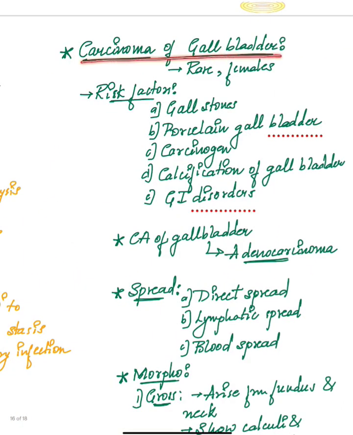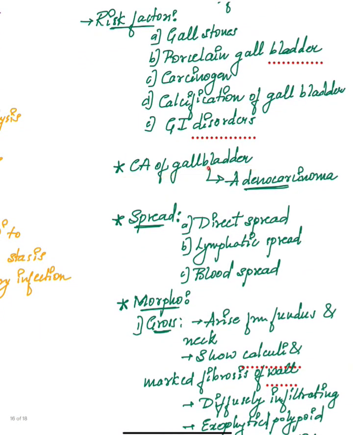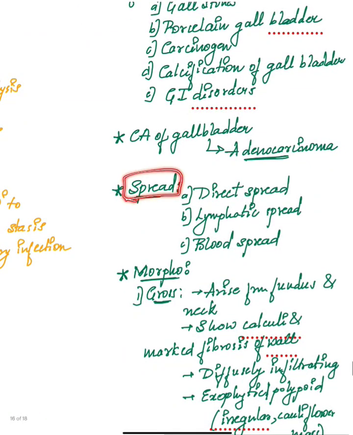Last topic is carcinoma of the gallbladder. It is rare and it is mostly seen in females. The risk factors of this carcinoma are gallstones, porcelain gallbladder, carcinogens, calcification of the gallbladder, GI disorders. In carcinoma of the gallbladder, the main feature is that it is adenocarcinoma. The spread may occur through direct spread, lymphatic spread, or blood spread.